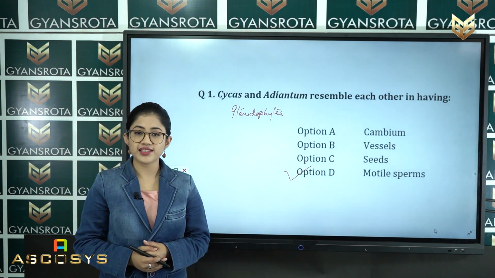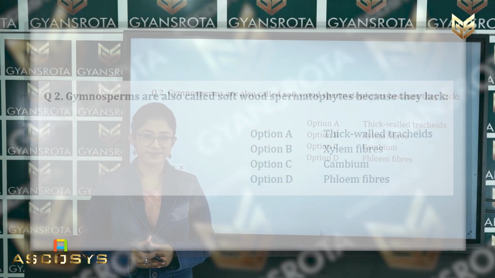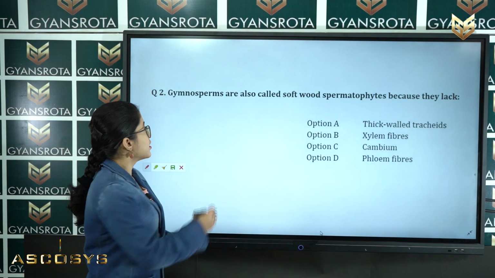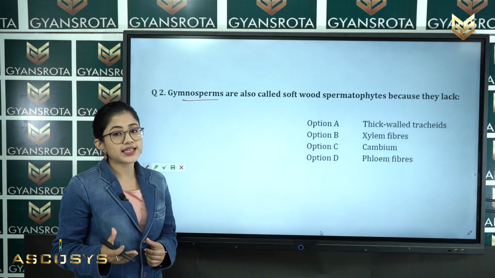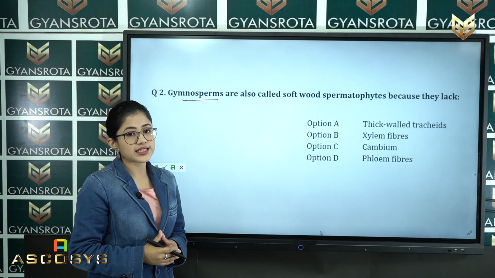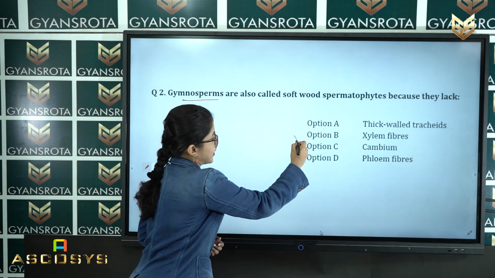Now let's see the next question, that is question number 2. Gymnosperms are also called softwood spermatophytes because they lack: option A, thick-walled tracheids; option B, xylem fibers; option C, cambium; and option D, phloem fibers. Student, you must remember gymnosperms do not have xylem fibers, and because of this, gymnosperms are also called softwood spermatophytes. That means option B is the correct answer.